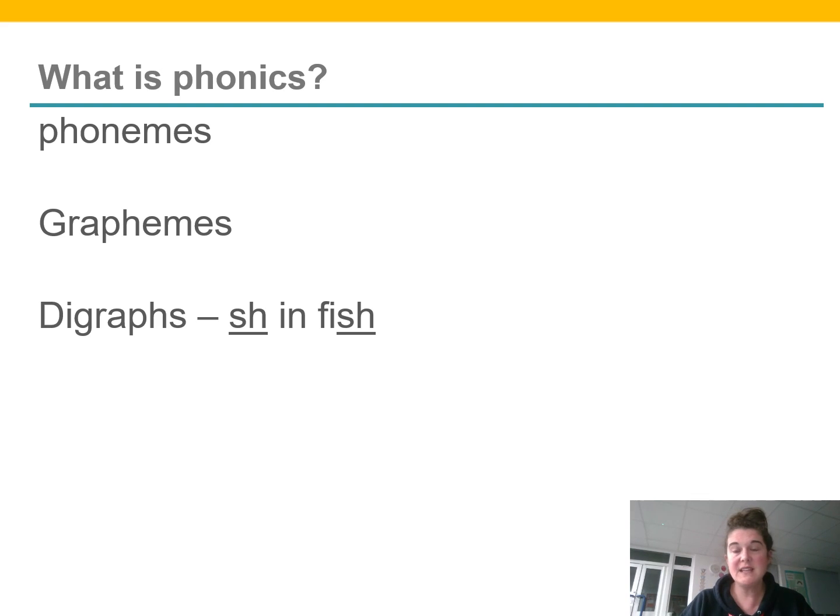A digraph is where 2 letters squish together to make one sound, such as sh in the word fish. Or a trigraph. That is where 3 letters squish together to make one sound, such as air in the word air, hair.